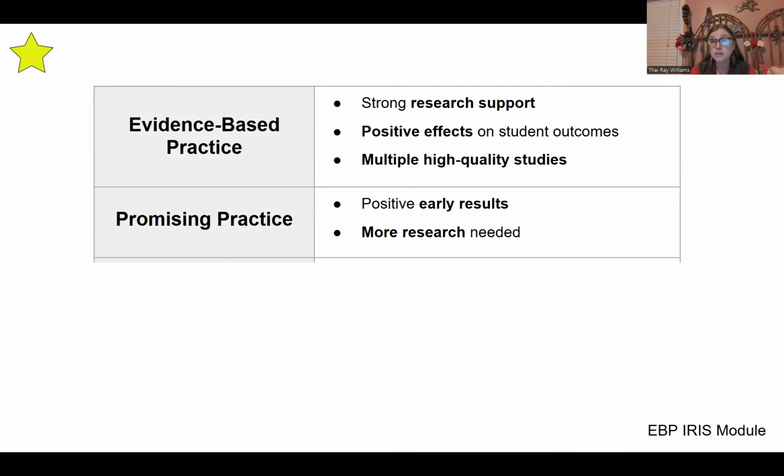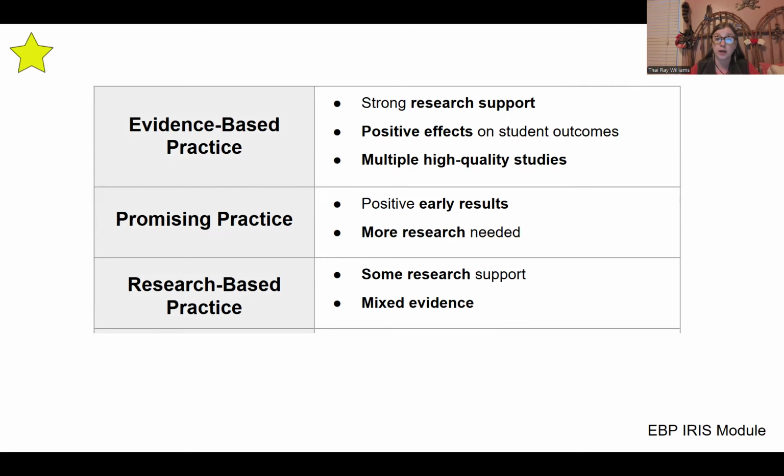Now, these have some positive early results. There is some research that's been done on it, and there have been some positive results, but more research is needed. I do research on writing for students with complex support needs, and we have an intervention that's a promising practice right now. We've had lots of early positive results, but we need more research teams, more geographic locations before it can be identified as an evidence-based practice. It is a promising practice.